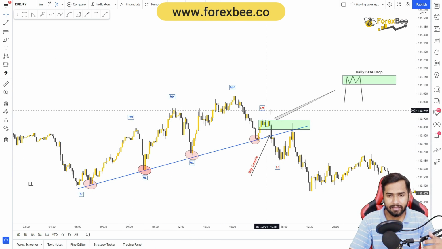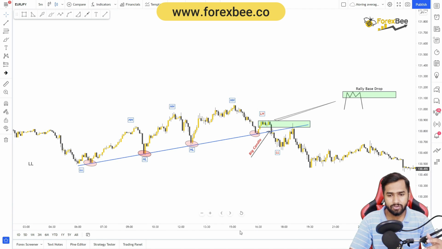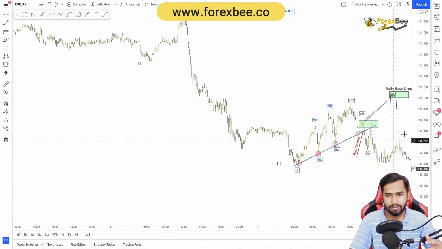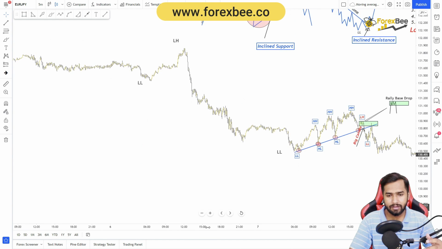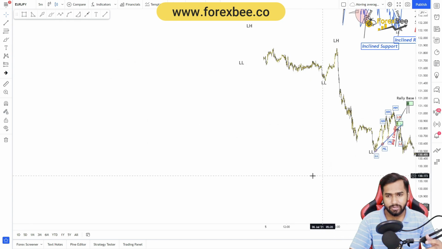Okay, and then its breakout happening here. So if I want to trade this trend, what I should do is look for the trend inside the trend. So I should go towards the lower time frame, and I should look at more candles.